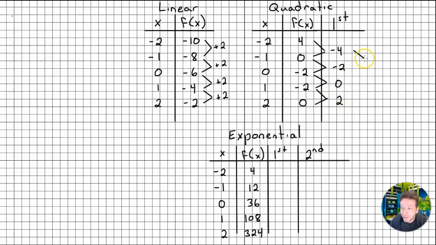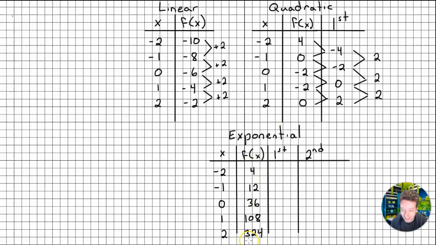But if you were to try and figure out its second differences, well, here we have an increase by 2. Here we have an increase by 2. And here we have an increase by 2. So all those second differences are the same. That's a key feature for quadratics. Well, what do you think exponentials do?